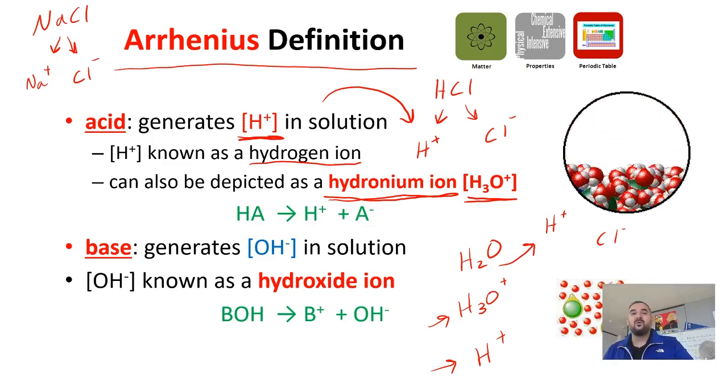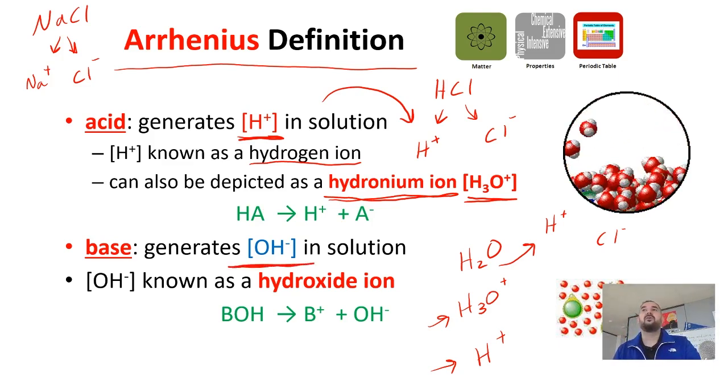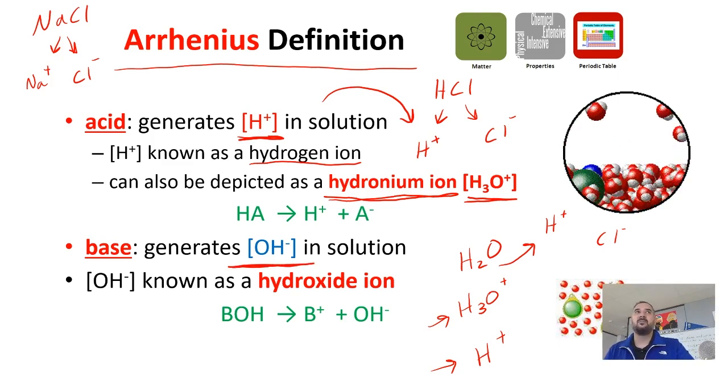All right, next up we have Arrhenius's definition of a base. So a base generates hydroxide, or OH, in water. Y'all remember hydroxide? It's a polyatomic ion. It's on your sheet. We've been using it all year. So when you put a base in water, it's going to form OH minus. OH is known as hydroxide ion. Go ahead and write that out.